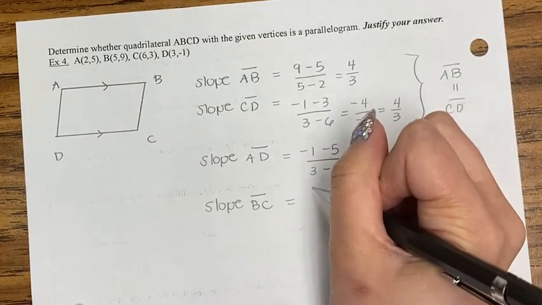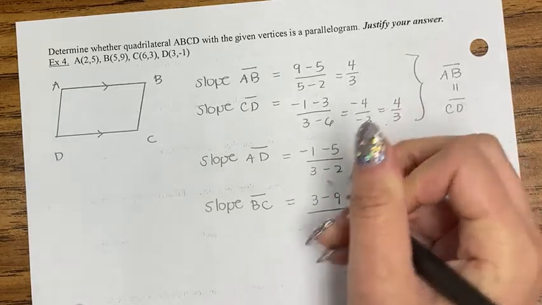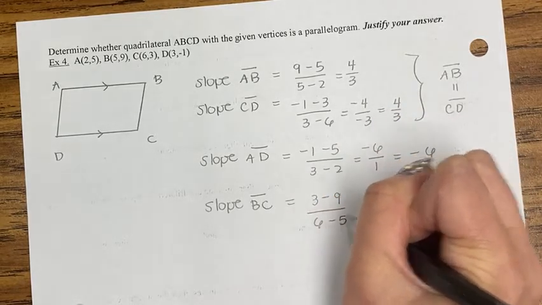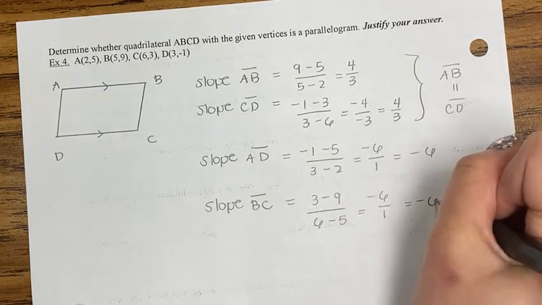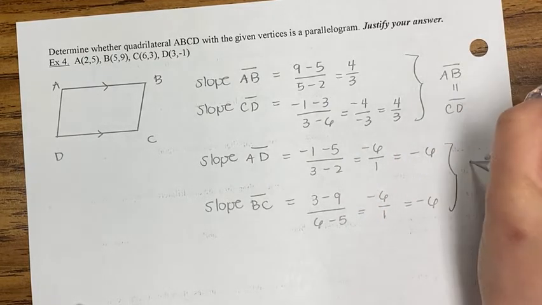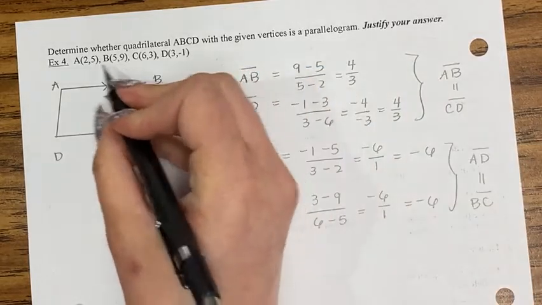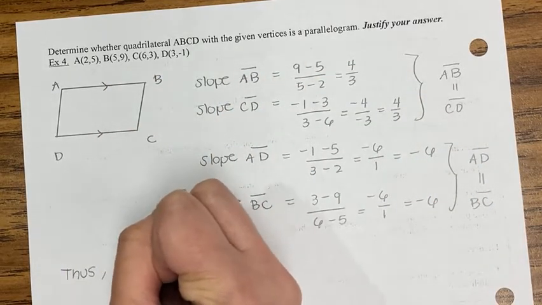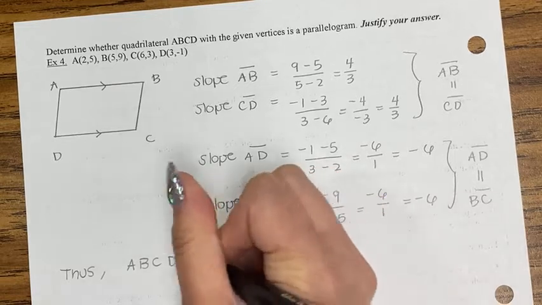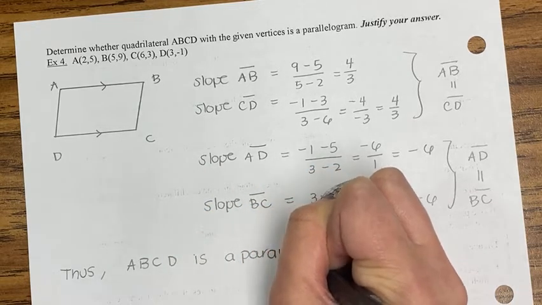On this side, we have B and C. It's going to be 3 minus 9 divided by 6 minus 5, and this is going to be equal to -6 divided by 1, which is -6. Therefore, you can say that AD is parallel to BC. So what can we conclude here? ABCD is a parallelogram.